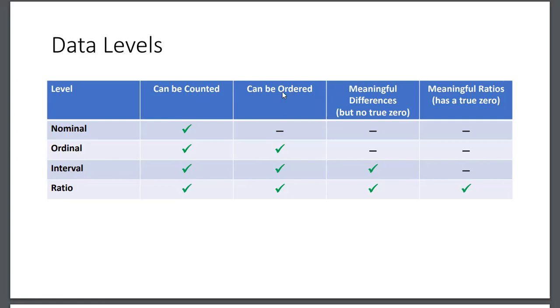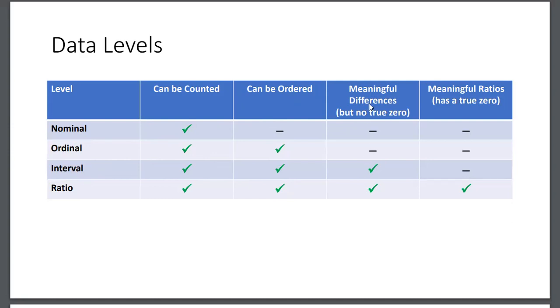The next operation of interest is to be able to order the data. Nominal data cannot be ordered. Ordering starts with ordinal data, and the levels higher than it can also be ordered. So these 3 levels have a natural ordering, whereas the nominal level does not have any natural ordering.